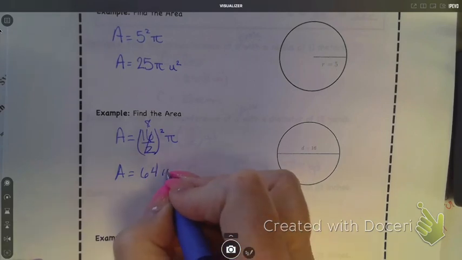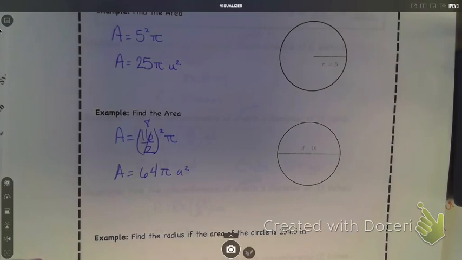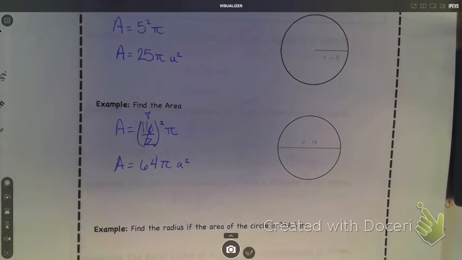Did you get 64 pi units squared? Mm-hmm. Okay, so that one you had to divide by 2. Questions?